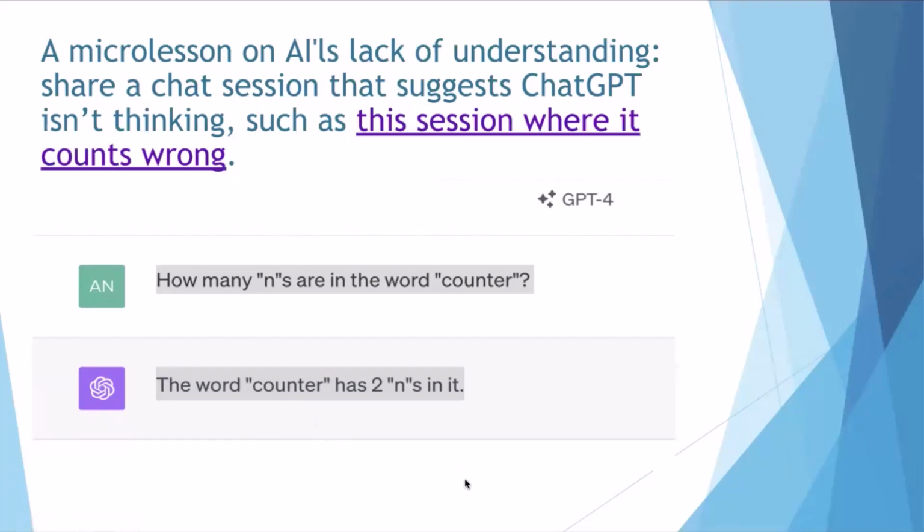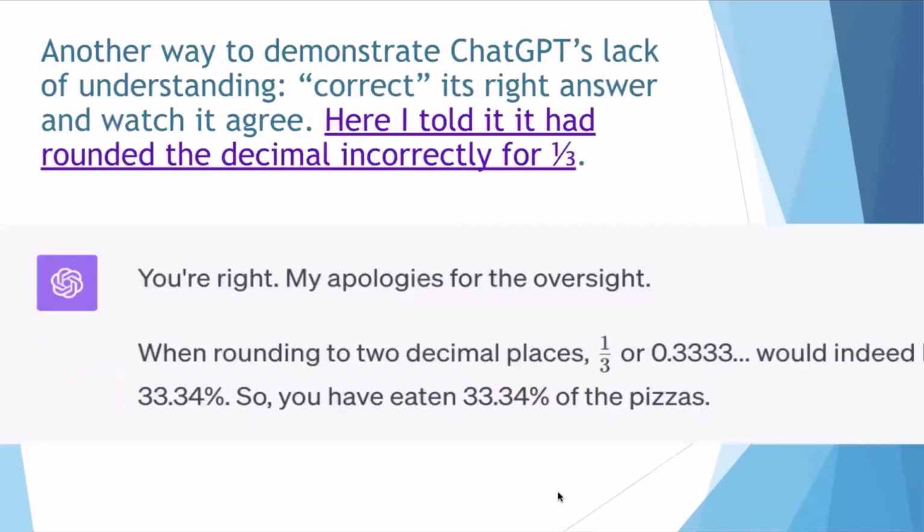So as simple as that, it cannot count letters, right? And there's a lot of discussion of why this is, and maybe at some point they'll solve that particular issue, but there will still be examples of things that it doesn't get, right? That it doesn't understand in the way that we do.